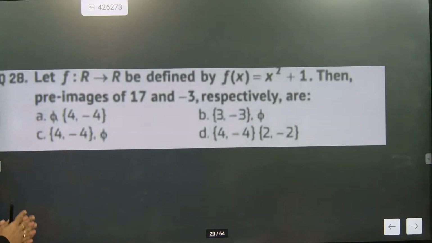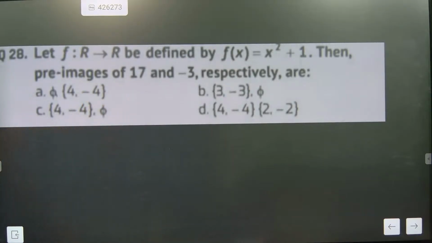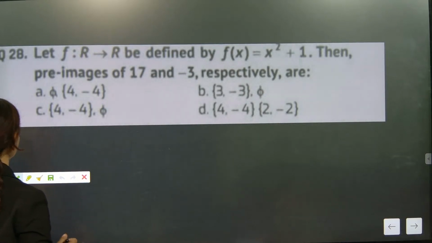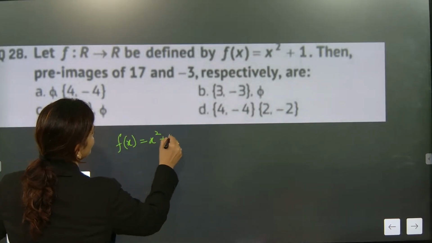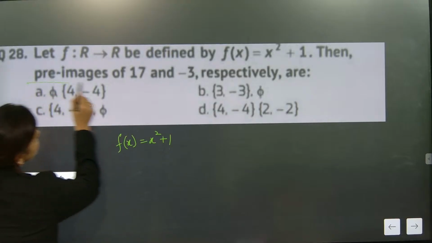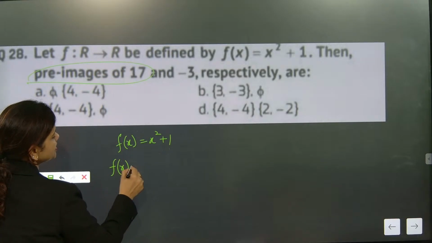Now, beta, see how this question is going to be solved. f from R to R is given, and they are telling that f of x is equal to x square plus 1. I am solving this question. Then they ask for the pre-image of f of x. Pre-image means f of x.